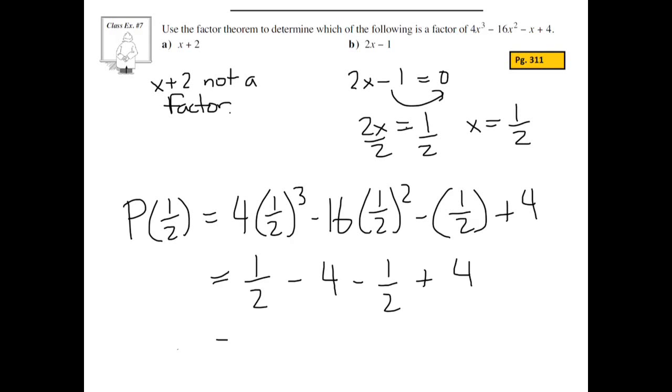So if you add all those up together, you get 0. So p of 1/2 is equal to 0. So 2x minus 1 is a factor.